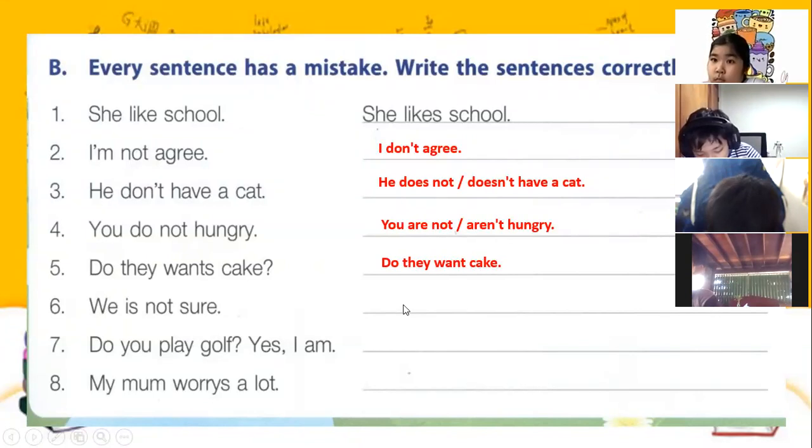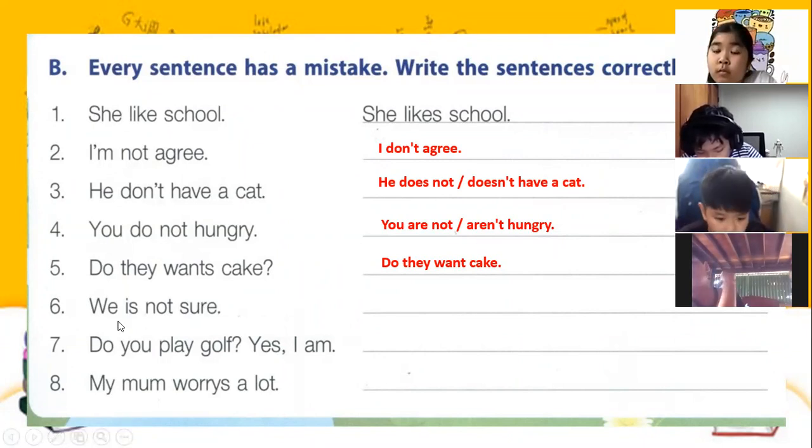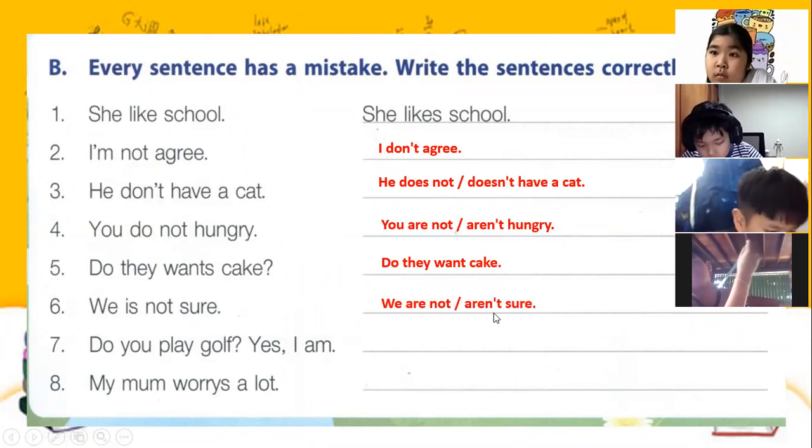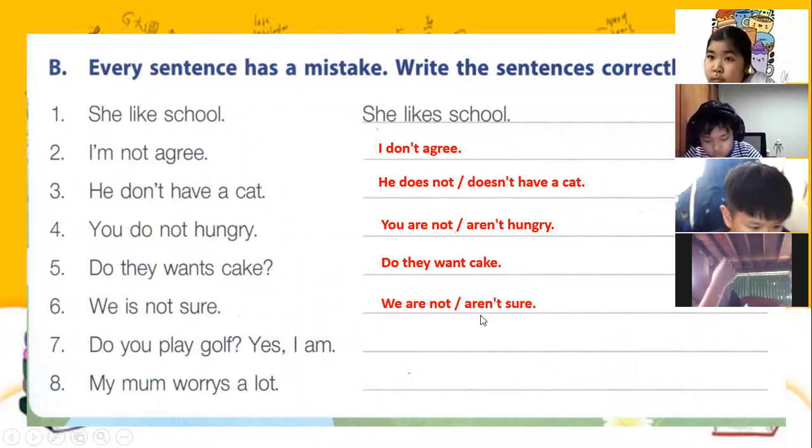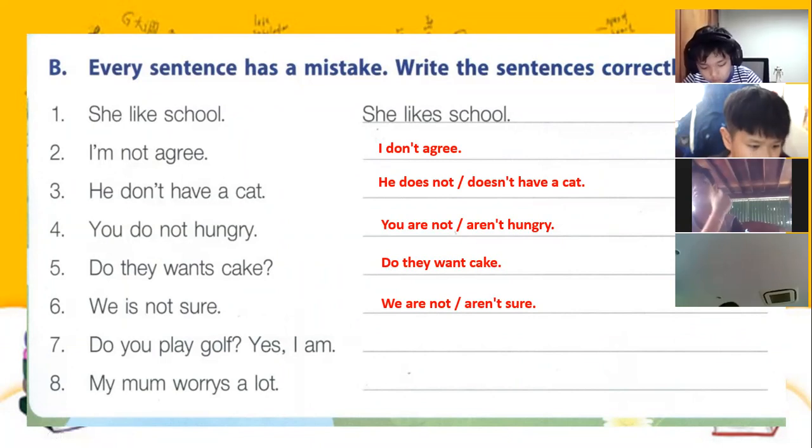Now, sentence number 6. We is not sure. Let me ask one student. Tonchaya, we is not sure. What is the mistake? For he, she, it we use is, for we we use are. We are not sure, or we aren't sure. Like we, they, you, we are going to use are, right? We are, they are.